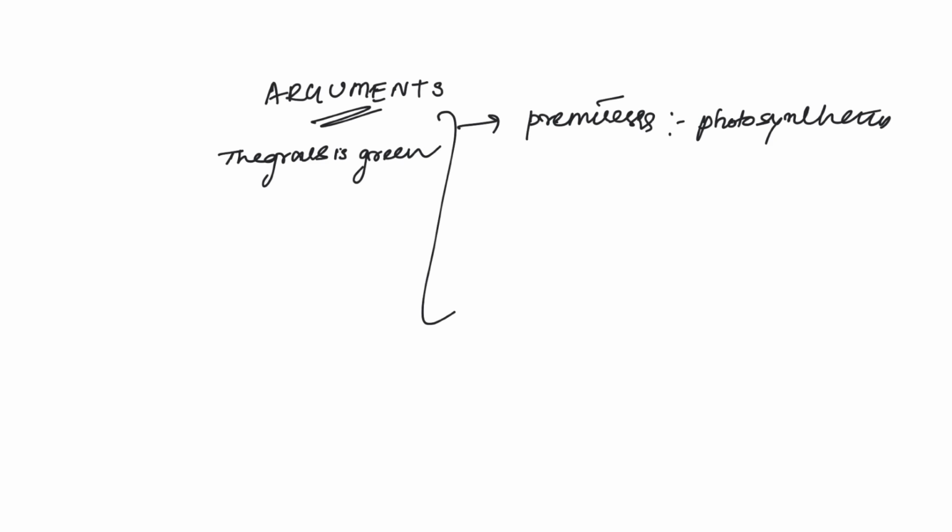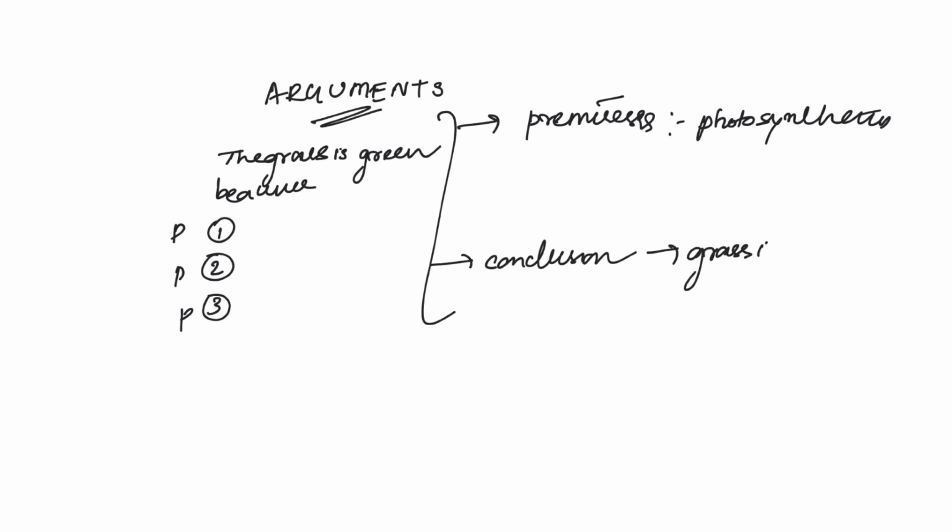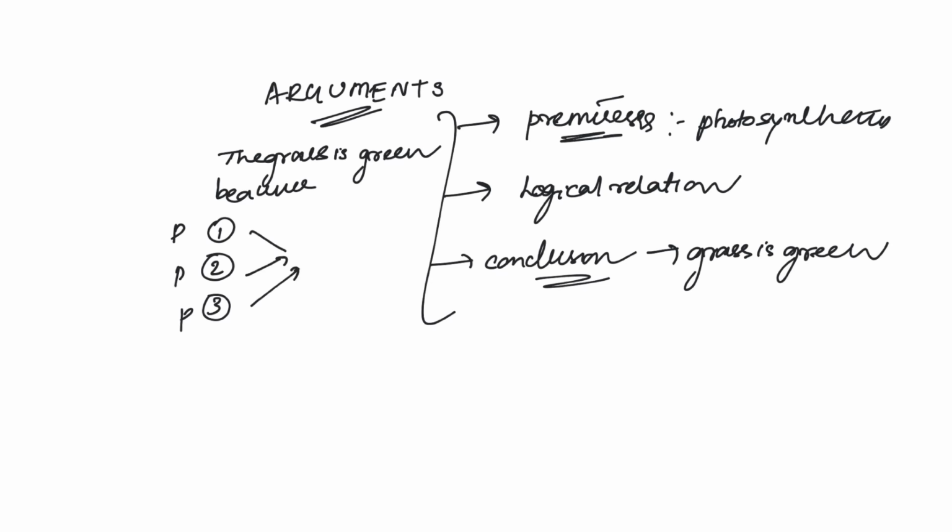Grass is green because we can have one premise, two premises, three premises, etc. So what is the conclusion here? Grass is green. This is the basic conclusion. This is the premise. And between these we also have a logical relation. A logical relation, LR, combines premises to give us the conclusion. So that's all you need to know about arguments in a very detailed and simple fashion.